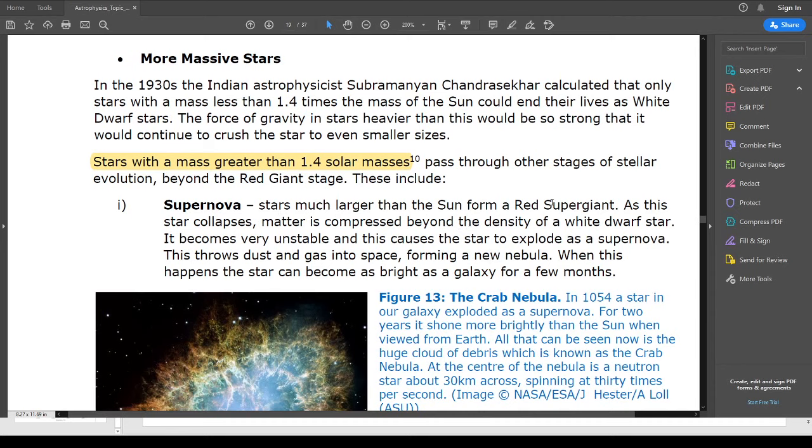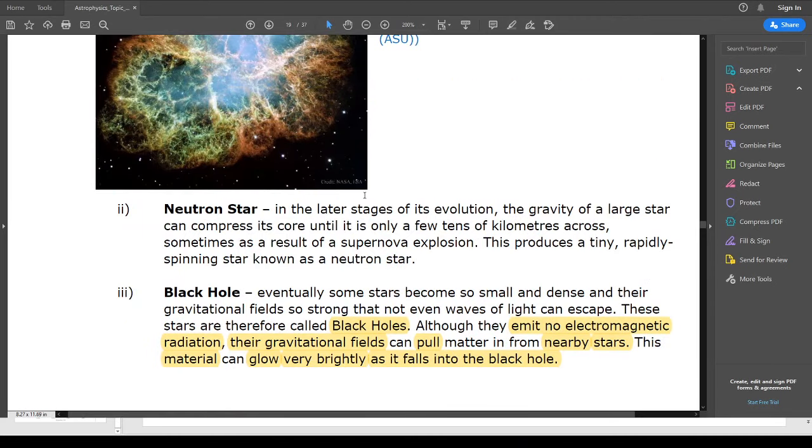Stars much larger than the sun form a red supergiant as these stars collapse. So I will say what's the supernova? As a red giant star collapses, matter is compressed beyond the density of a white dwarf star. It becomes very unstable. They have skipped through all the fusion stuff, and this caused the star to explode as a supernova. Simple, okay? This throws dust and gas into space, forming a new nebula. When this happens, the star can become as bright as a galaxy for a few months. Yeah, very cool stuff.